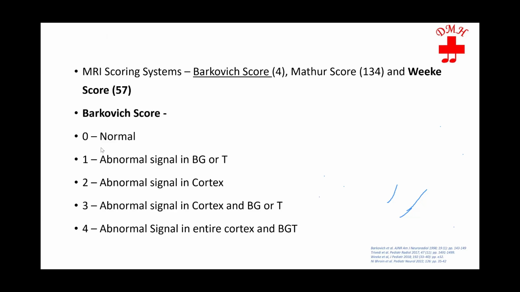Okay, for the Barkovich score, 0 is normal. 1 is when there is abnormal signal in the basal ganglia or thalamus. 2 is when there is abnormal signal in the cortex. 3 is abnormal signal in the cortex and basal ganglia or thalamus. And 4 is when everything is abnormal. Okay, so this is the scoring system.